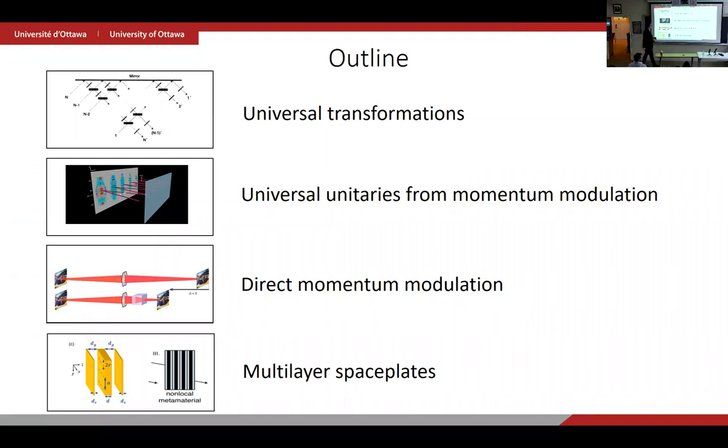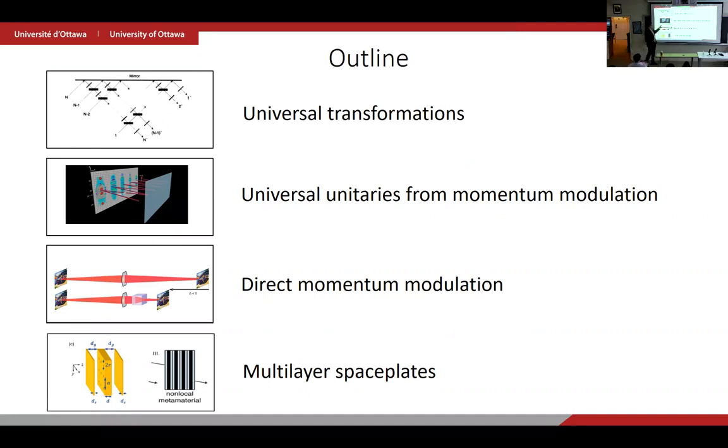And then I'm going to tell you about the advantage of doing momentum modulation and being able to do universal transformations. And then I'm going to tell you about ways of doing more direct momentum modulation and what that would let you do, including making something called a space plate, which is a thin plate that replaces a larger region of space. So it could be useful for imaging.